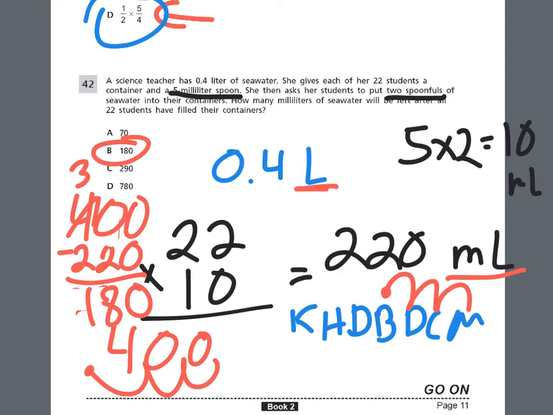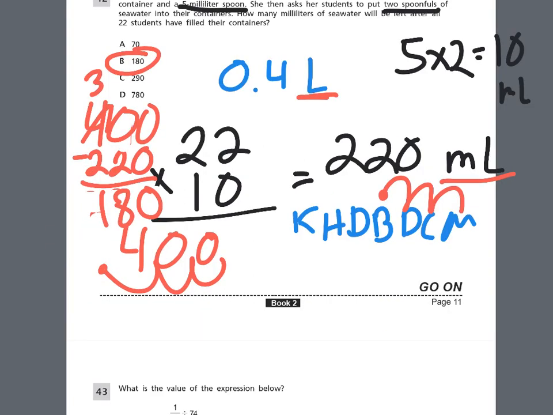So once again, we did 22 kids times 10 milliliters because every spoon is 5 and you need 2 spoonfuls for every kiddo. So that's 220 milliliters. And then we converted 0.4 liters to milliliters by moving the decimal 3 times to the right. And that gives us 400. So we did 400 minus 220. And we have 180 milliliters left. Let's move on to the next one.